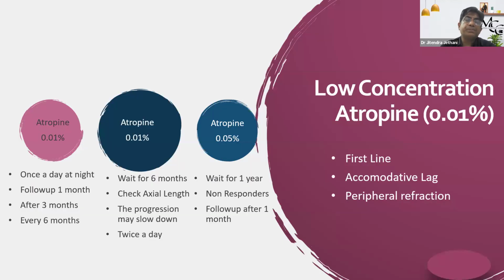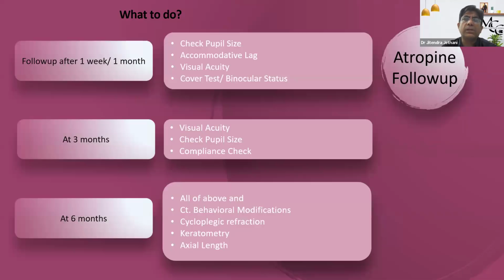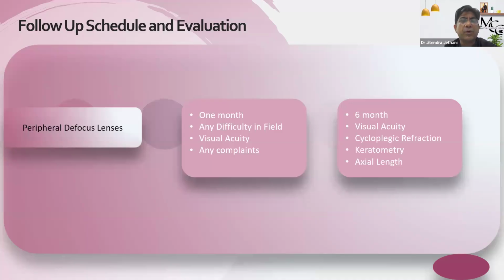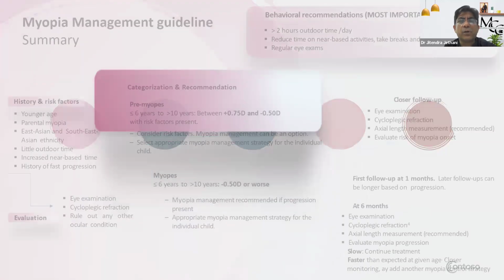That's a good thing. We will have a separate class totally on low concentration atropine. It's a big topic. I have taken around an hour to talk about it. What to do, how to follow up, everything is covered in that. Again, peripheral defocus, optical defocus lenses, I have covered them a lot in the lecture, I think it is chapter 4. And what should be the follow-up schedule? We have talked about it.